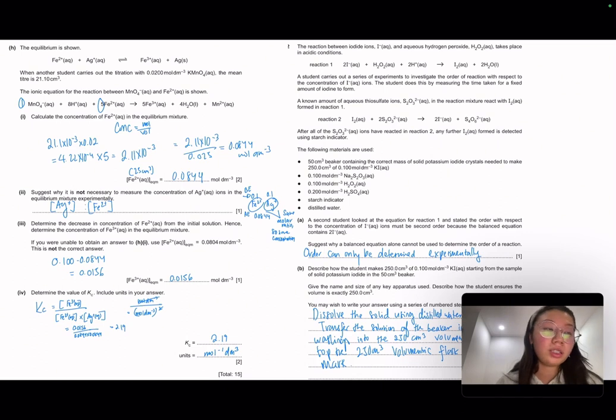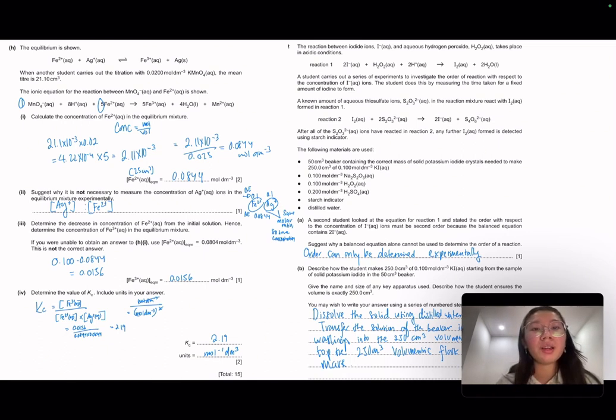Alright, this one is fairly easy. It's just a simple subtraction. 0.1 minus your value in (h)(i), so 0.1 minus 0.0844, you get 0.0156, and that would be the concentration of Fe3+ in the equilibrium mixture.